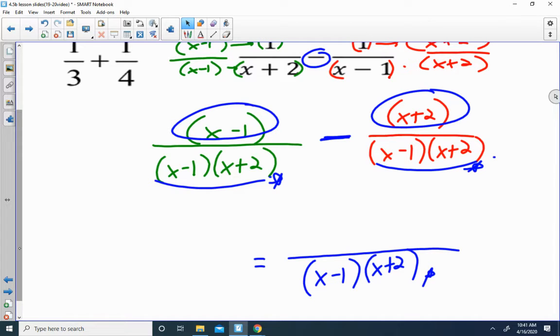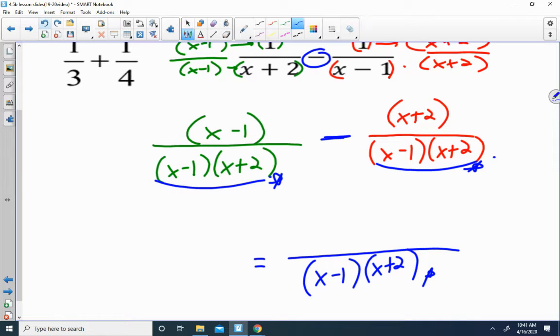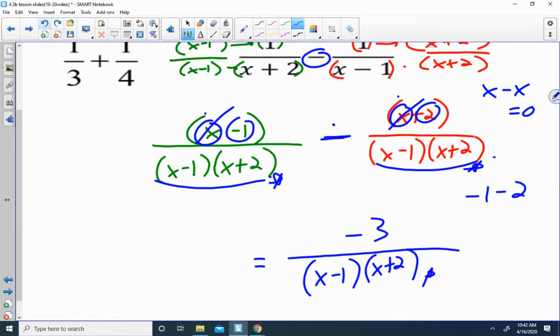Now, my recommendation is let's first do the like terms. Here we got an x and here we got an x, and I'm supposed to do x minus an x. But of course, that's just going to give you 0, which means those cancel out. Now we can move on to the numbers, where I got -1 minus 2. So -1 minus 2, which should give you -3 on top.